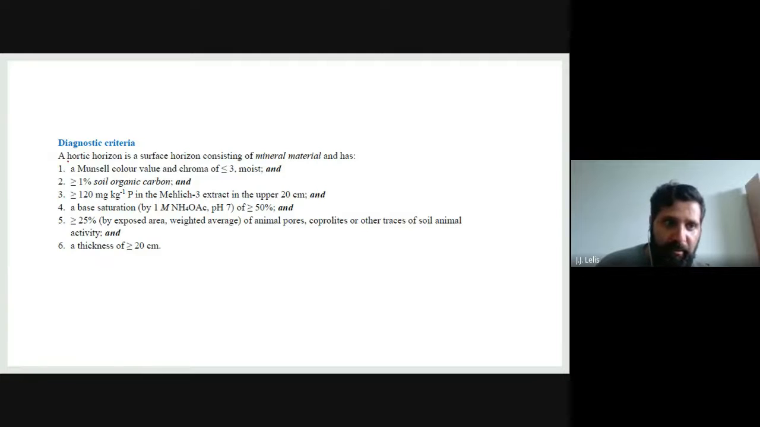So again, the Anthropic horizon presents dark colors, a low value and a low chroma, at least 1% of soil organic carbon, at least 20 milligrams per kilo of phosphorus.